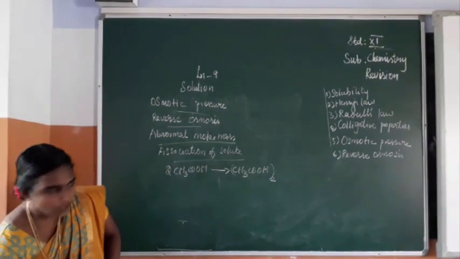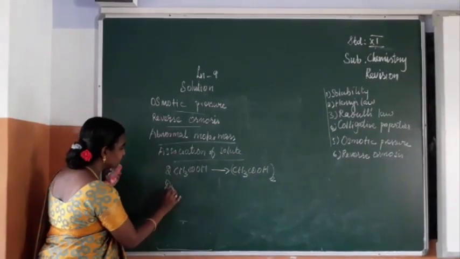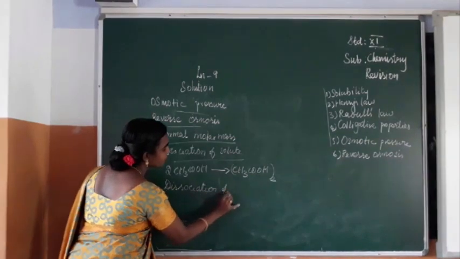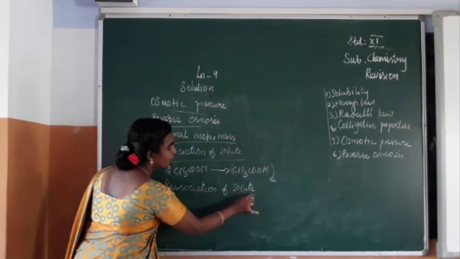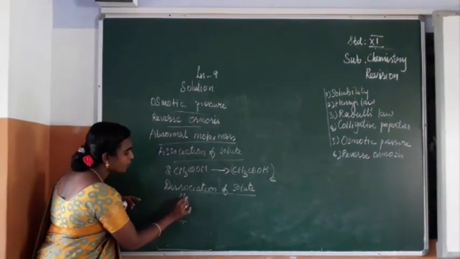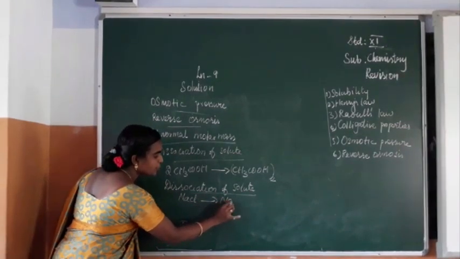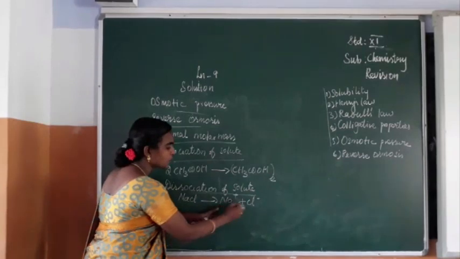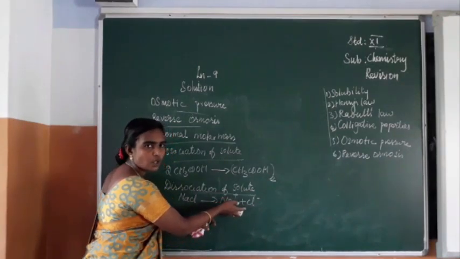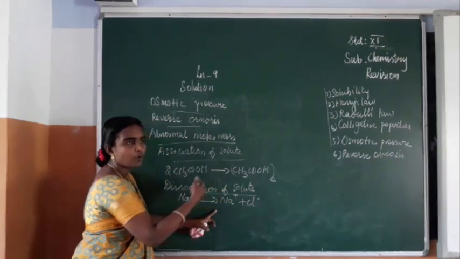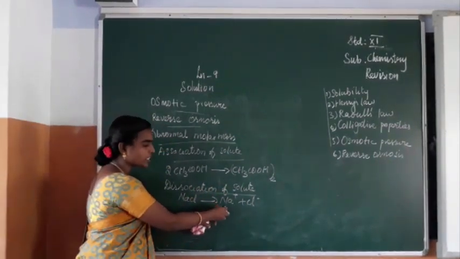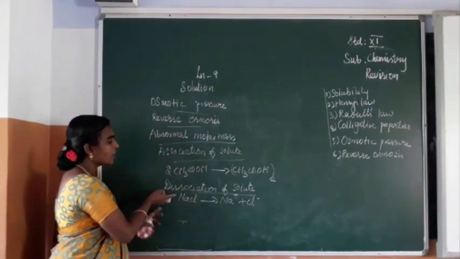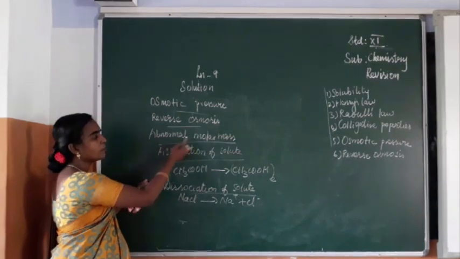Next we can see dissociation of solute. When you consider sodium chloride in water, it dissociates into Na+ and Cl-. Because of this dissociation, the number of moles of solute increases, but the experimental molar mass value is lower than the normal molar mass. So these are the two cases responsible for abnormal molar mass.